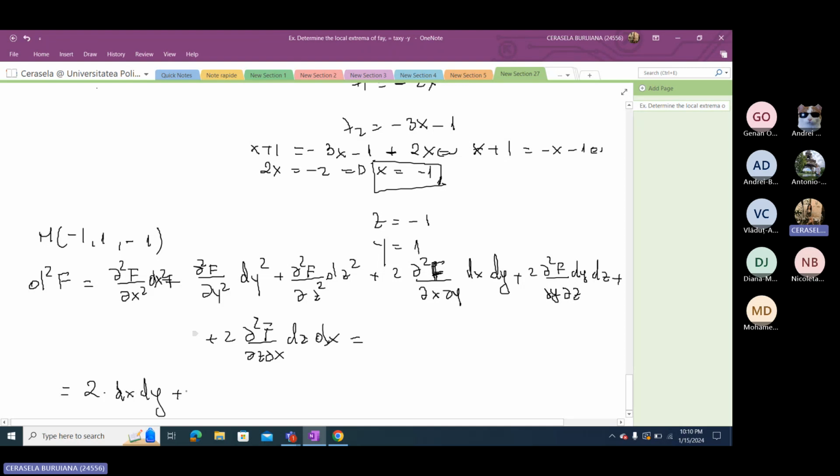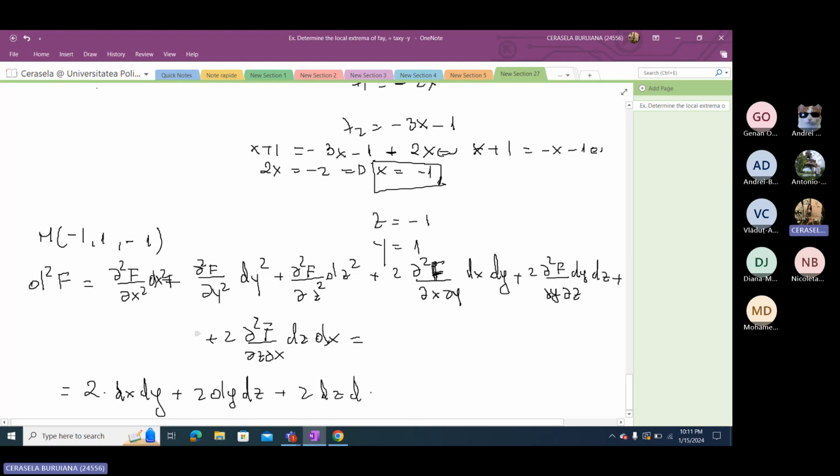Who can tell me the derivative in function of y and z? It's difficult to move the page. So the one in function of y and z, it's also 1. And the last one is also 1. Yeah.